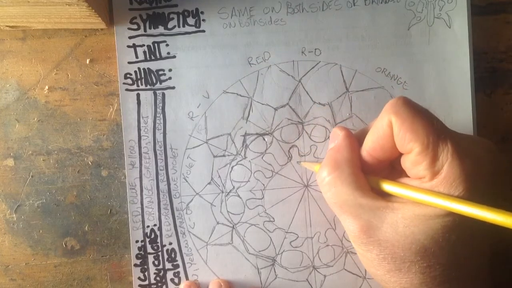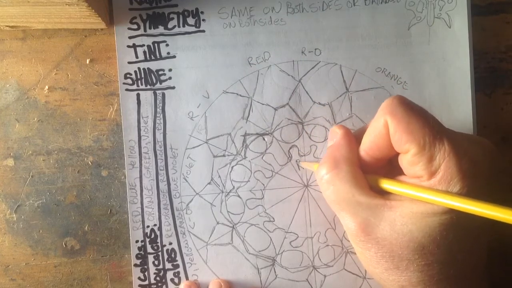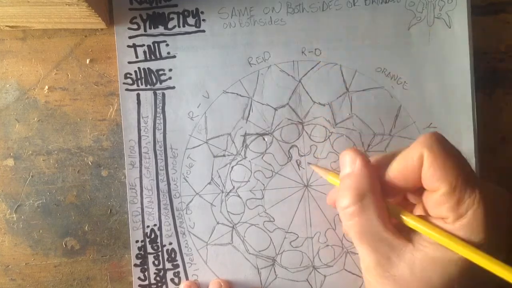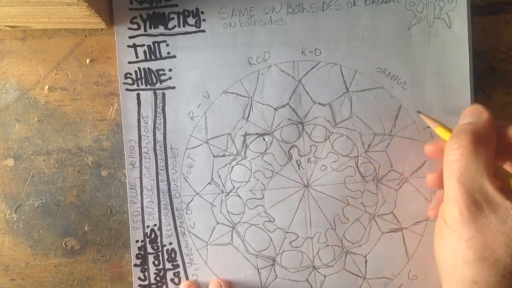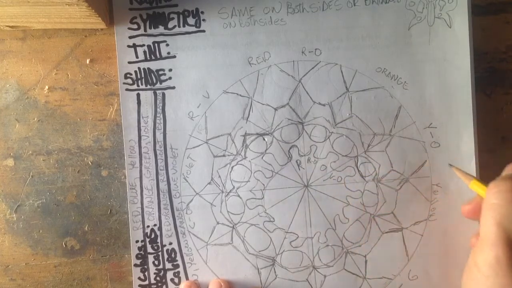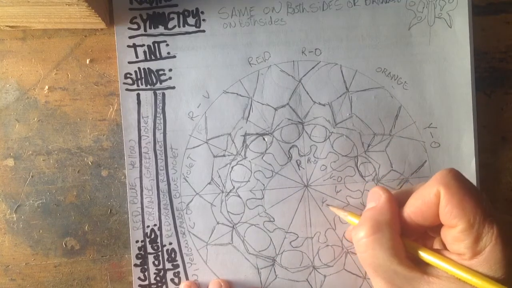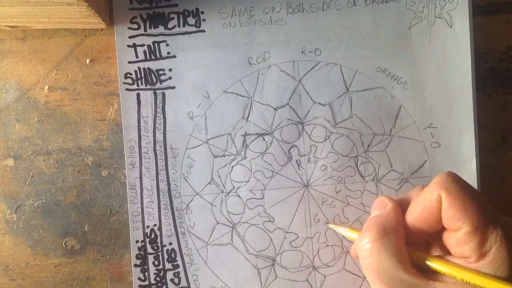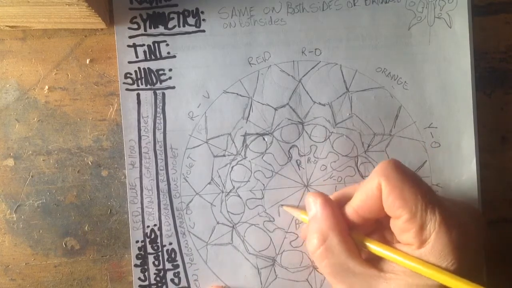I'm going to label that, and remember this is just your sketch, with an R. So I'm writing directly where my normal color is going to go. This is RO for red orange. This is O for orange. This is YO for yellow orange. This is Y for yellow. This is YG for yellow green. G for green. BG for blue green. B for blue.